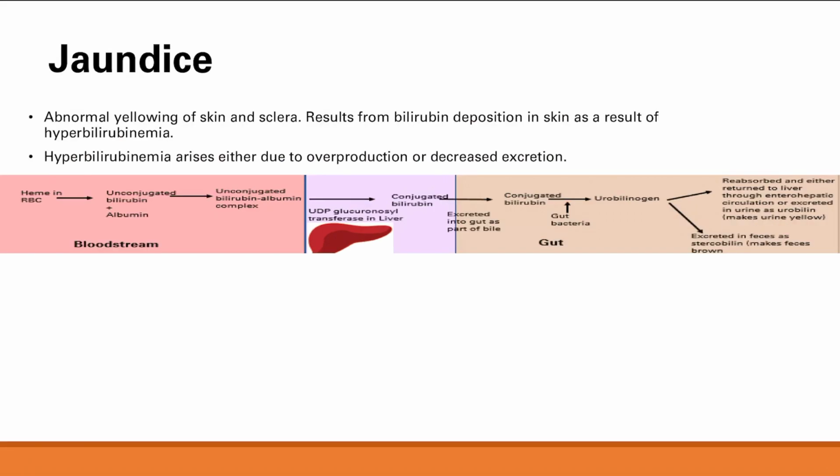So what is jaundice? Jaundice is abnormal yellowing of the skin and the sclera. Okay, the sclera is the white part of your eyes that could turn yellow, and the yellowing occurs due to bilirubin deposition in the skin. If you have too much bilirubin in your blood, then it's going to deposit in your skin and your sclera, and it's going to turn yellow. You can get high levels of bilirubin either due to overproduction from that heme, or decreased excretion. Okay, so remember you have to excrete it this way. So that's how you can get jaundice. So now let's talk about cause.